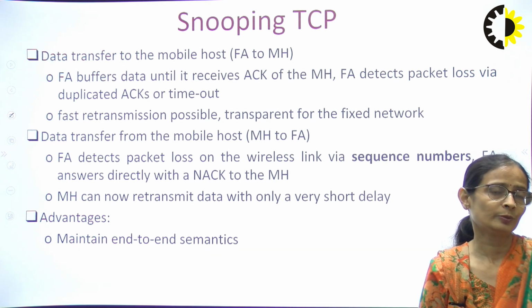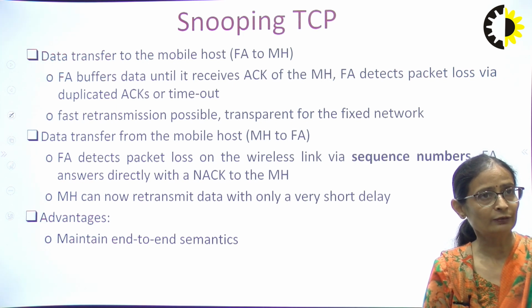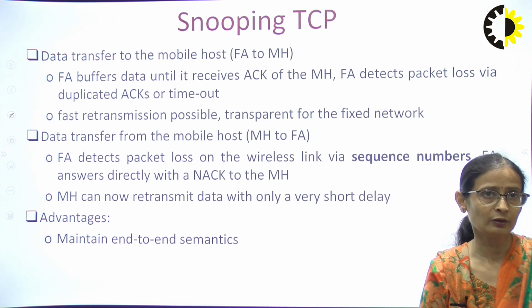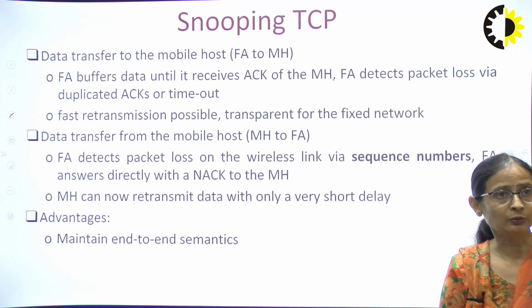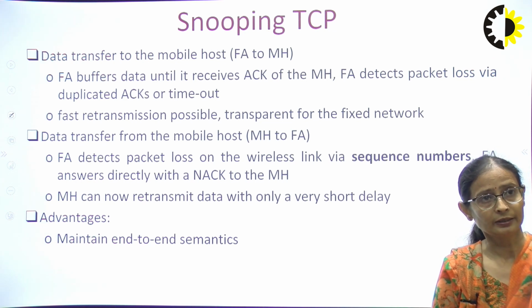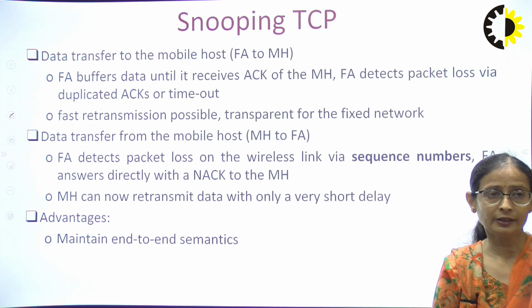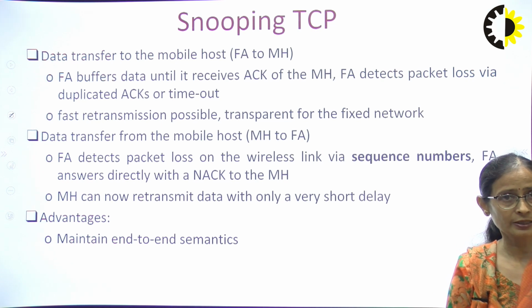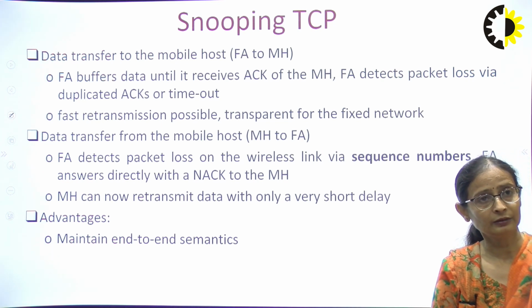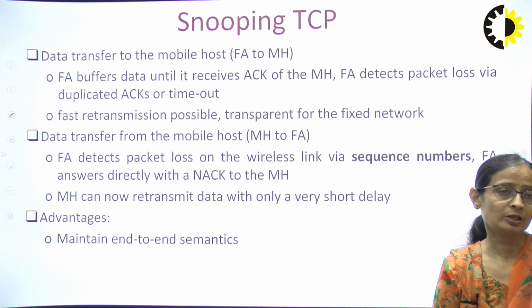So in the case of snooping TCP, for data transferred to the mobile host, that is FA to MH, the FA buffers the data until it receives the ACK of the MH, and the FA detects the packet loss via duplicate ACKs or timeout. Fast retransmission is possible, transparent for the fixed network. In the case of data transfer from MH to FA, the FA detects the packet loss on the wireless link via sequence numbers. The FA answers directly with a NACK, that is a negative acknowledgement packet, to the MH. The MH can now retransmit the data with only a very short delay.